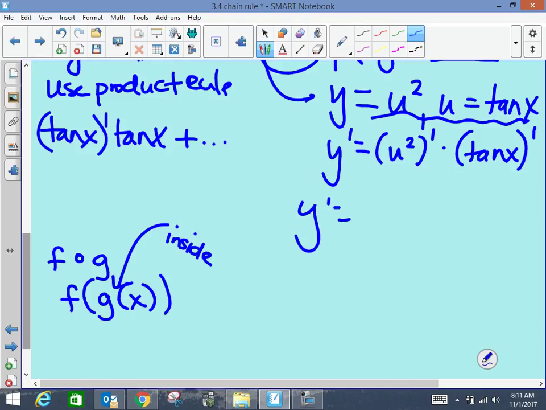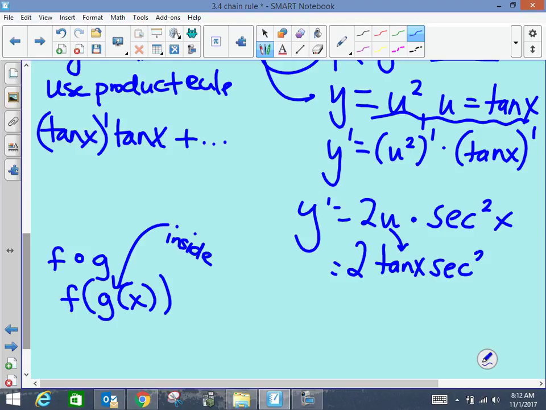Okay, still working on my prime. All right. Tabitha, what's the derivative of u squared? Good job. And Olivia, what's the derivative of tangent of x? Good job. Okay. You made up u, so let's put it back. That makes u be tangent of x. Secant squared x. I'm done. Okay.